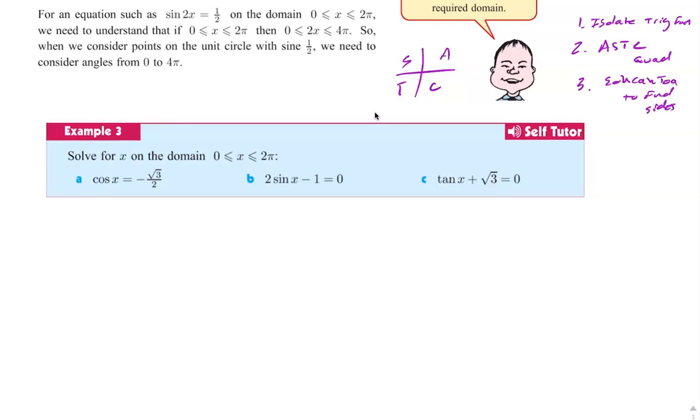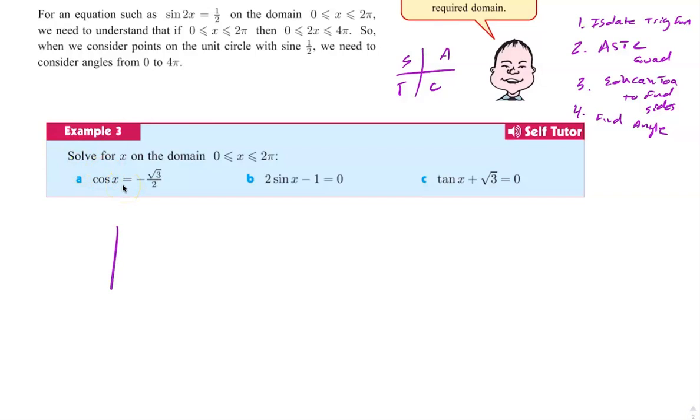And that should tell us what type of triangle it is. And then four, we figure out the angle. So let's put that into practice with this first one here. First step, it's already solved. It's already isolated for cosine.